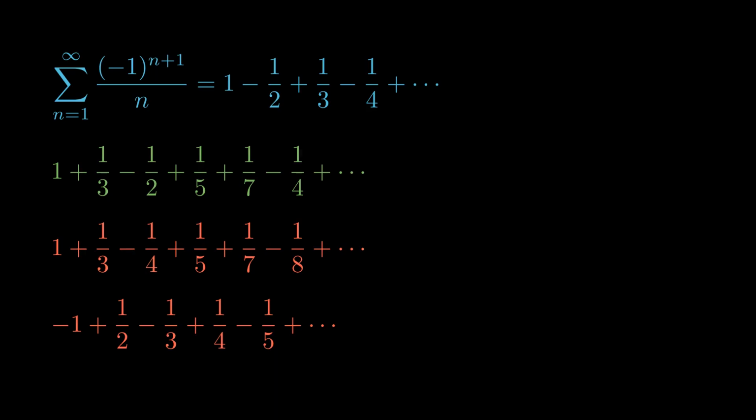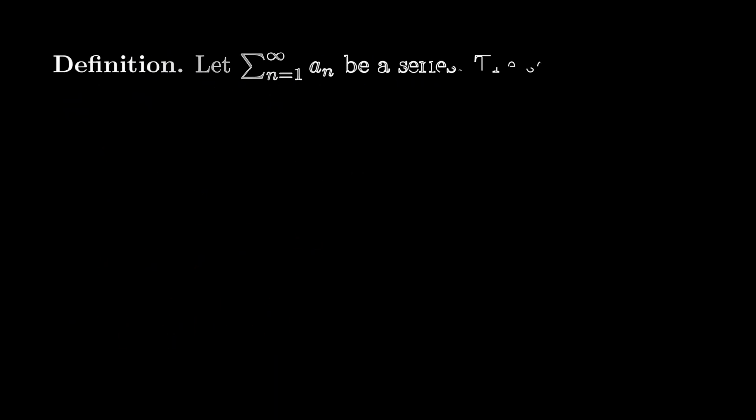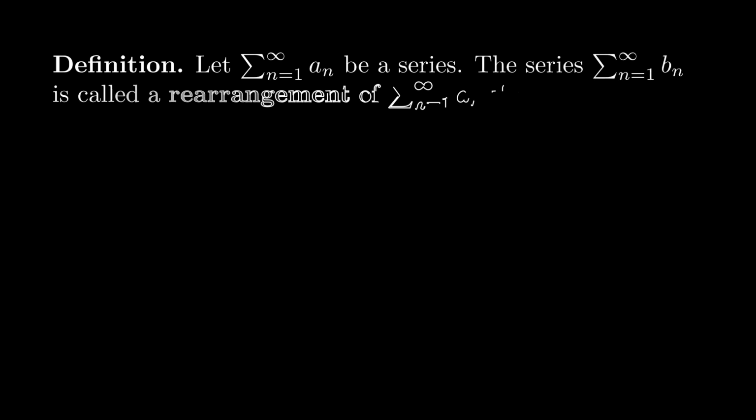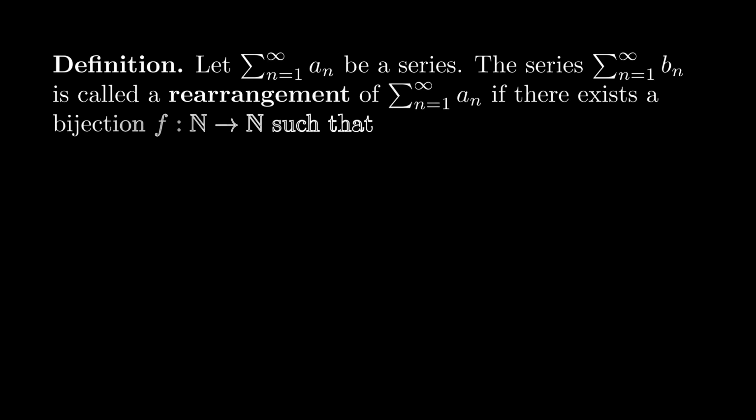Let's define a rearrangement more formally. Let the sum n equals 1 to infinity of a_n be a series. A series sum n equals 1 to infinity of b_n is called a rearrangement of the series a_n if there exists a bijective function f from the naturals to themselves, such that a_n is equal to b sub f of n for all n in the naturals.